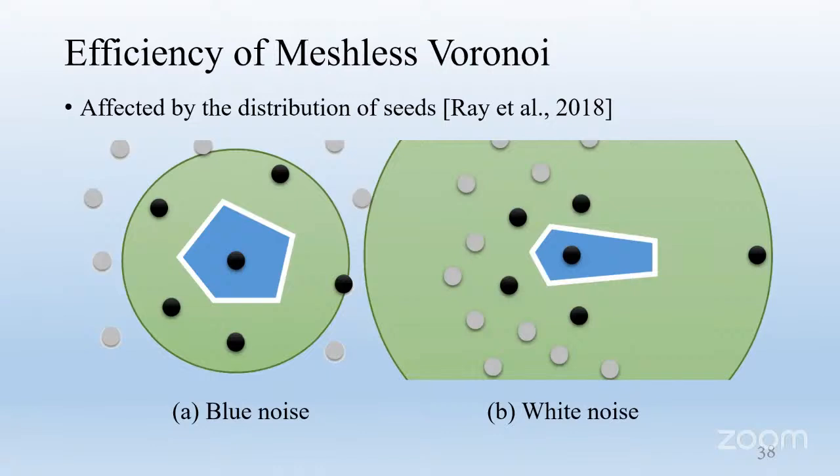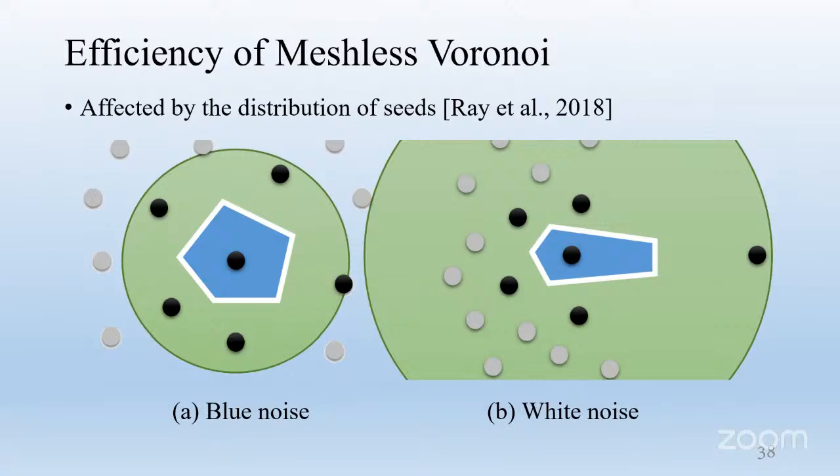Now let's focus on the efficiency. For meshless Voronoi, the efficiency is highly affected by the distribution of seeds. If the seeds are distributed uniformly, like the seeds of the central Voronoi tessellations, the termination condition of the meshless clippings can be met earlier. But if the seeds are generated in a random way, the condition will be harder to meet, so it has to spend more time to finish the computation.